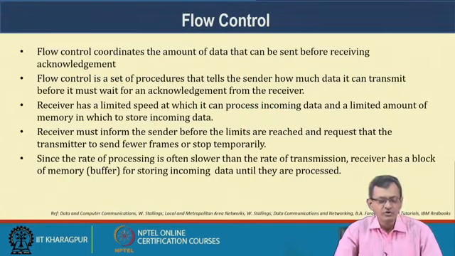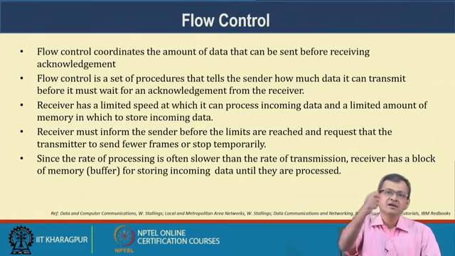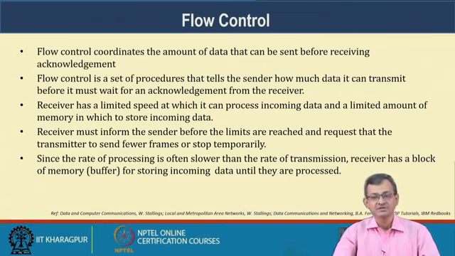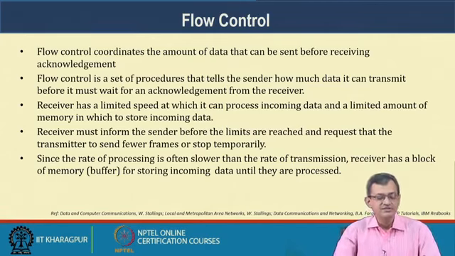Flow control coordinates the amount of data that can be sent before receiving the acknowledgement. Whenever I am sending data to somebody, after sending I am expecting an acknowledgement that the data is received okay or not okay to resend. So, flow control coordinates how much data you can send before receiving the acknowledgement, whether bitwise, bytewise, kilobyte wise or chunk wise. Flow control is a set of procedures that tells the sender how much data it can transmit before it must wait for an acknowledgement from the receiver. So, that is a mechanism.